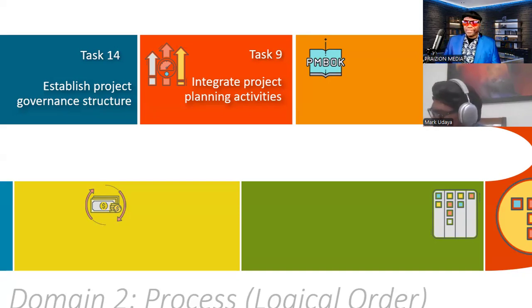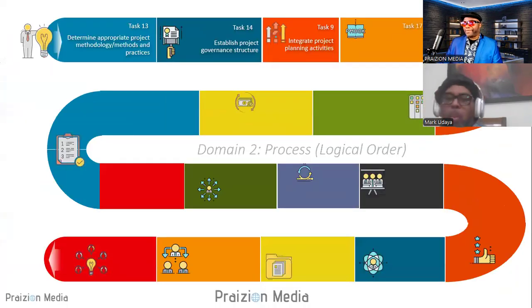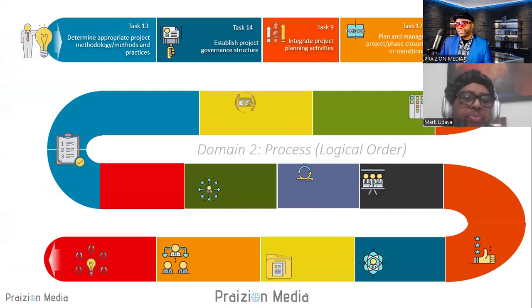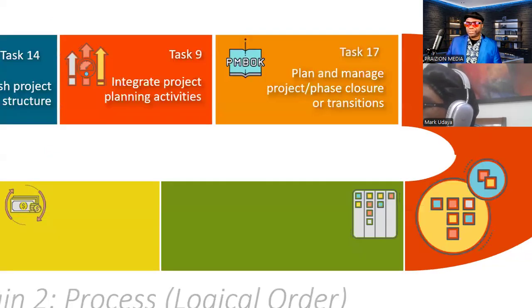All those baselines and plans, you need to integrate them, ensuring that if one part is affected by an event, the others reflect it. So you got to get that stuff down. Task 17, plan and manage project or phase closure or transitions.